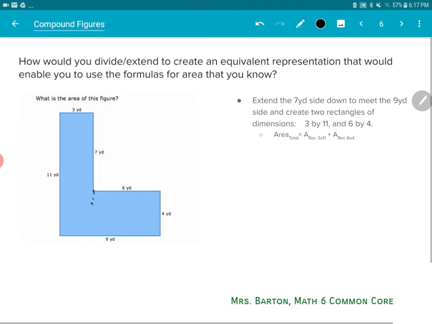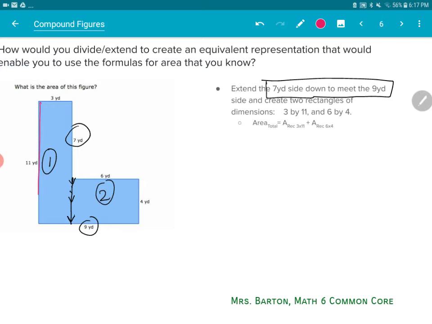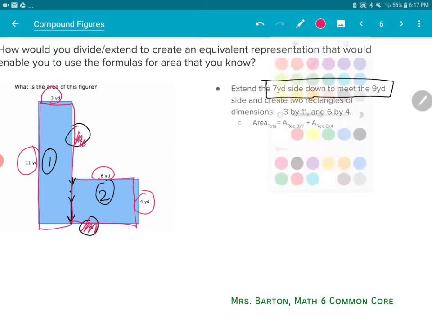So let's start with extend the 7-yard side down to meet the 9-yard side. Here's my 7-yard side. I'm going to extend it down to meet the 9-yard side, and now I'm going to create rectangle 1 and rectangle 2. Area total equals a rectangle 3 by 11, because this left rectangle here is going to be 3 by 11. And then my right, number 2 rectangle, is going to be 4 by 6. Note, these dimensions are not being used at all in my calculations.